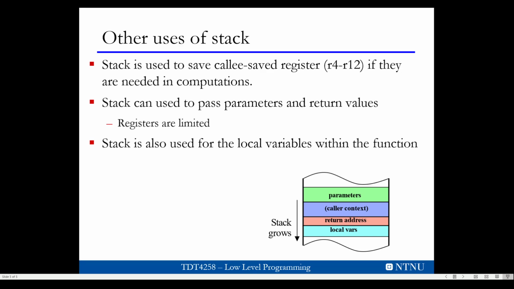And this is the order in which these things go. The first thing that resides in the stack on a function call is the parameters which are passed. Then the caller context, which is basically the caller and callee saved registers. Then the return address that we want to return to, and then the local variables of the function.